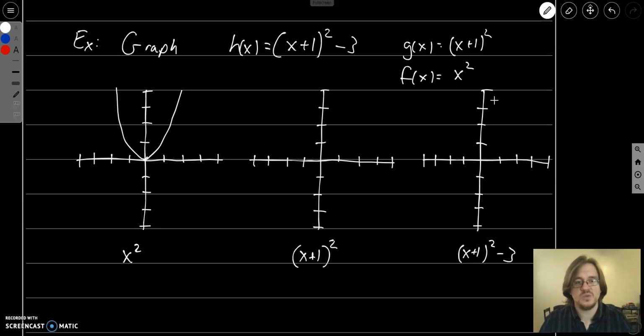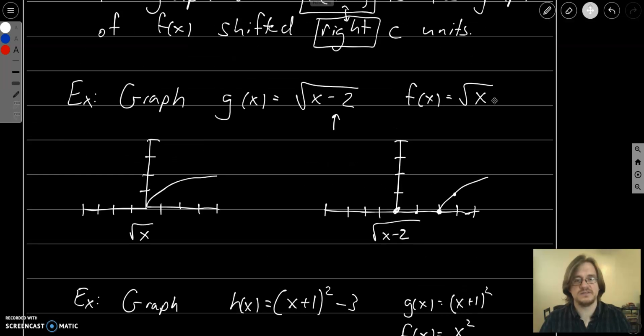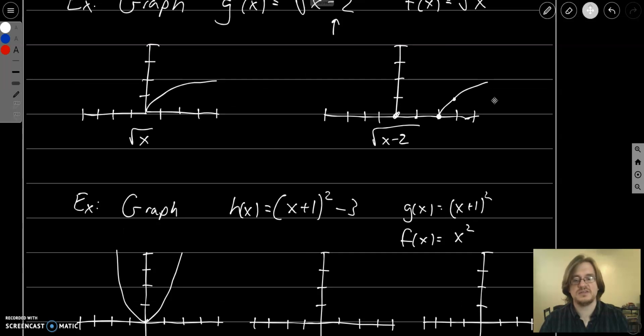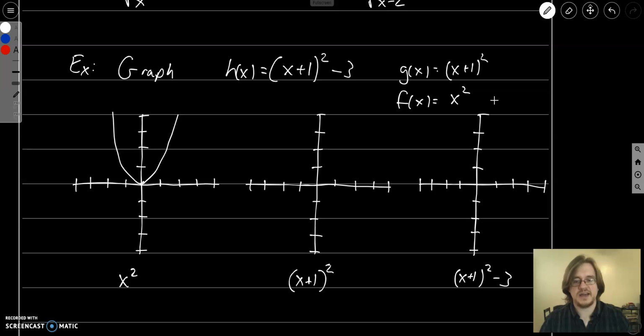When I add 1 directly to the x, we are going to shift it. And again, when we add, we're going to shift to the left. So when we graph x plus 1 squared, we are going to shift to the left by 1.